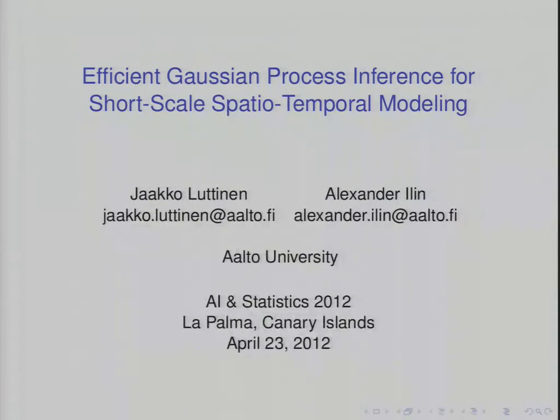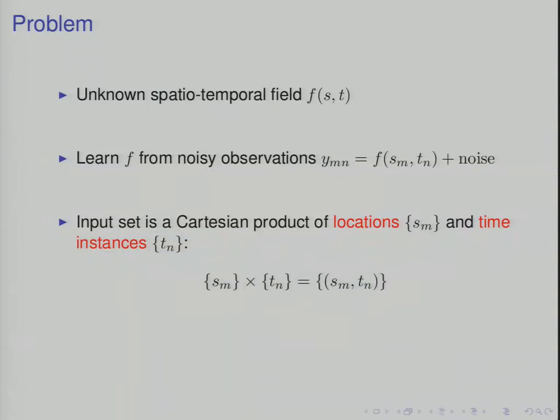Okay, thank you. Hello, I'm Jaakko, and the topic is Gaussian processes for spatio-temporal modeling, and this is joint work with Alexander Ilin. So to begin with the problem setting, we have an unknown spatiotemporal field which is a function of location and time, and we would like to learn this field from a set of noisy observations. The requirement for the input set is that we have a set of locations and a set of time instances which don't need to be evenly spaced, but at each time instance we get observations from that set of locations. So the input set is a Cartesian product of the locations and the time instances. We can have missing values, but this is like the baseline.